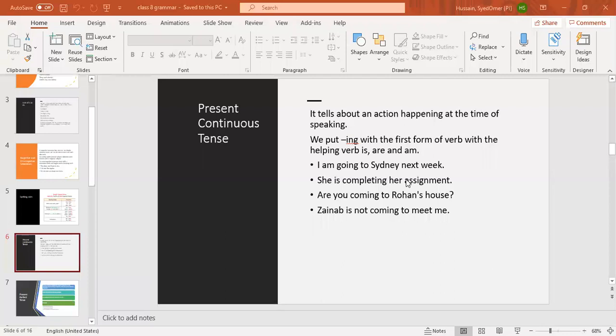Number 2, Fatma. Normally it doesn't rain in this part of the country, but it is raining quite hard now. Very good. Normally it doesn't rain because it is telling about normal routine. It doesn't rain. But now it is raining.